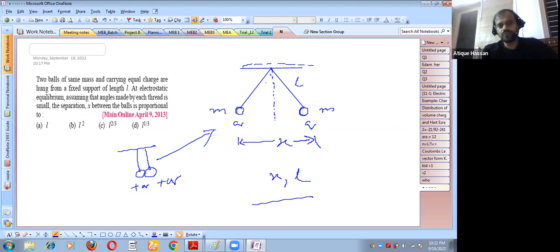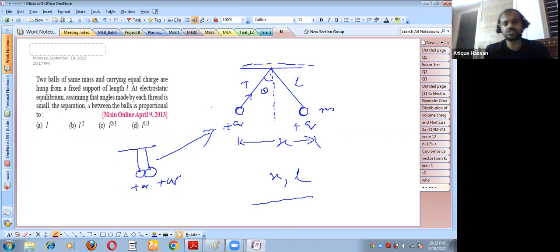So suppose when they get separated and stay like this, suppose the angle between the vertical and the thread is theta. We will assume that. Now what will happen? There is a tension acting in the string. Suppose that tension is T, and due to both the positive charges, suppose this charge is plus Q and this charge is plus Q, there will be a repulsive force acting on each of the charges.